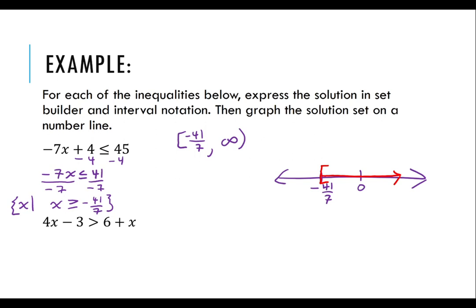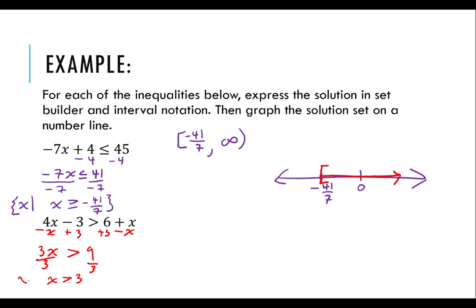For 4x minus 3 is greater than 6 plus x, step 1, solve for x. So we need to get all the x's on one side. So how about we minus x, and then I'm going to add 3. This gives me 3x is greater than 9. Divide by 3. Division does not change the direction of the inequality, but division by a negative does, so this is going to stay the same. That is x is greater than 3.